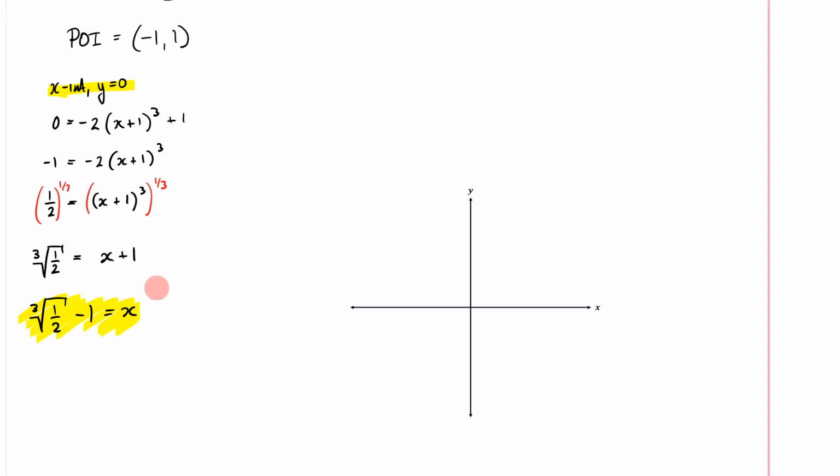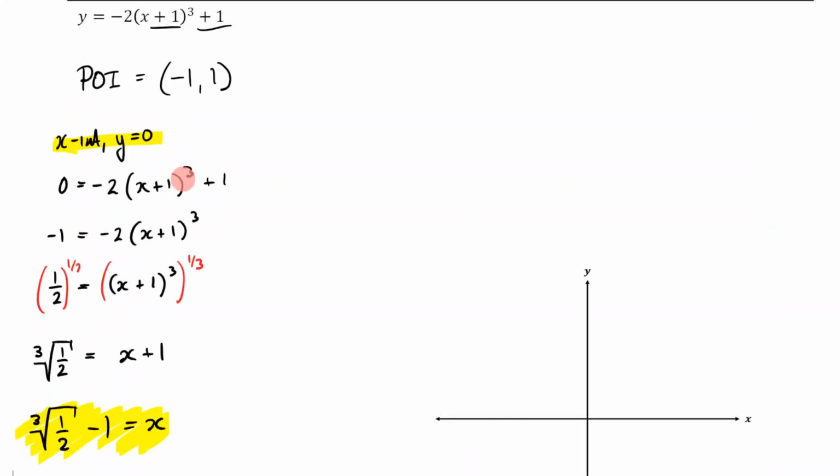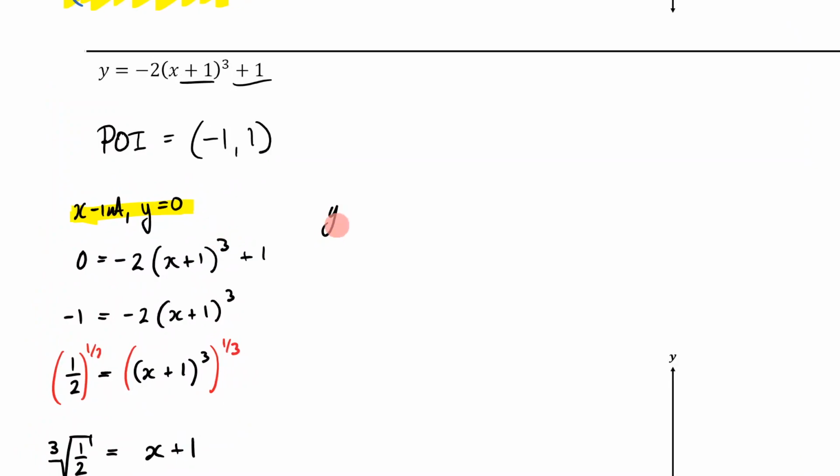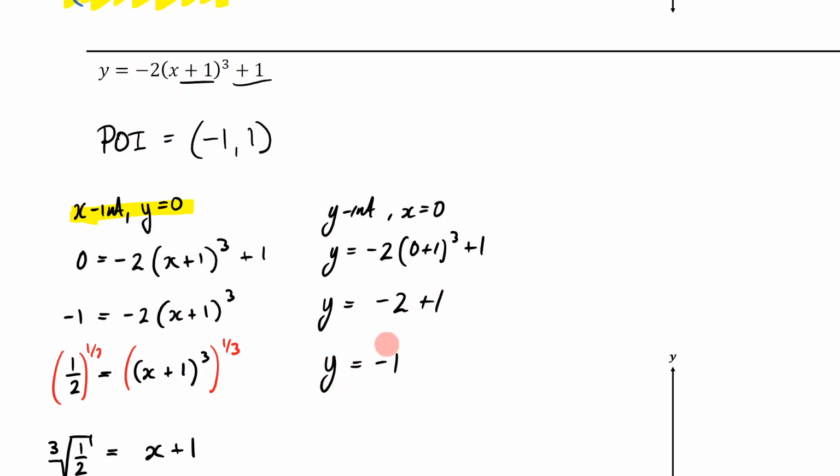Then I need to find my y-intercept. To find my y-intercept is a bit easier. I just let x equal 0. So that means I'm going to get y is equal to -2(0 plus 1) cubed plus 1. Y is going to be equal to, well, 1 cubed is just 1, so it's just -2 plus 1. So y is going to be equal to -1. So that means my y-intercept is just going to be -1.